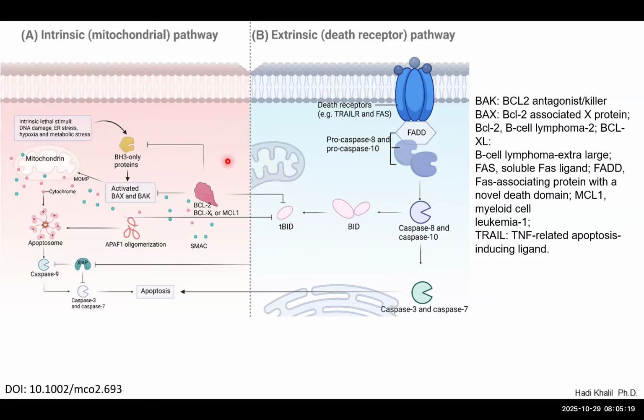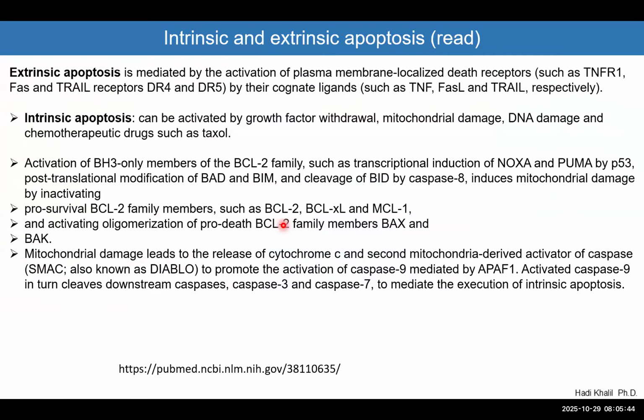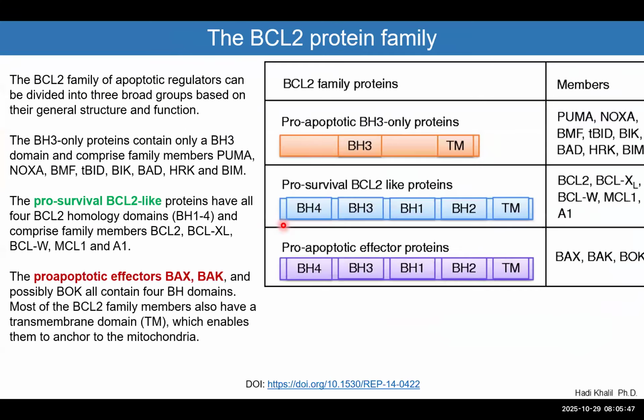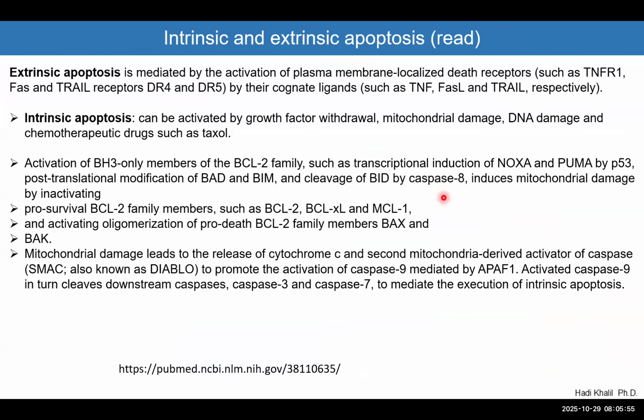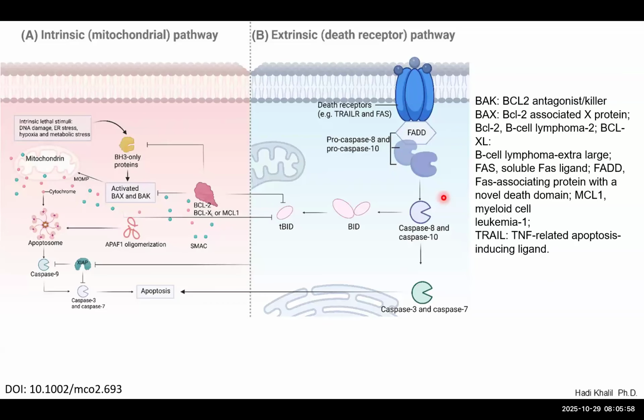Of course, there is a crosstalk between the two. It's something we have to acknowledge, that in the extrinsic pathway, when caspase 8 is active, so you can see here it's presented in a different way, caspase 8 and 10 are active. They will cleave BID to become a truncated BID. And if we go back into that slide, you will see truncated BID as a pro-apoptotic protein here. So that's a link between extrinsic and intrinsic pathway.